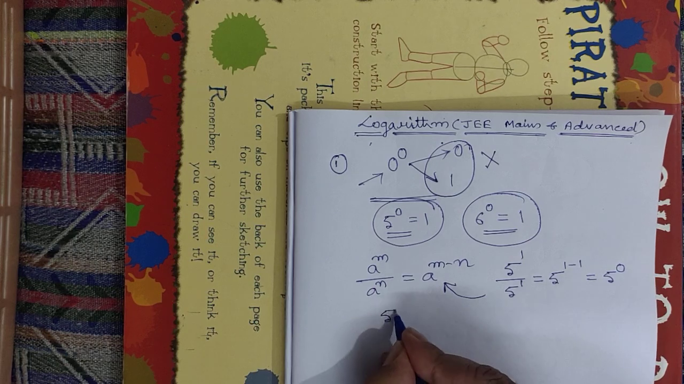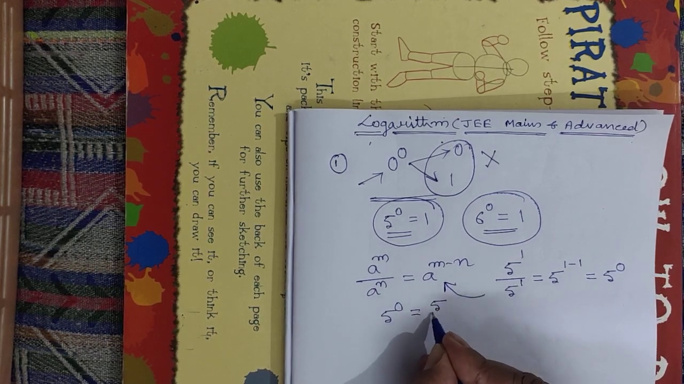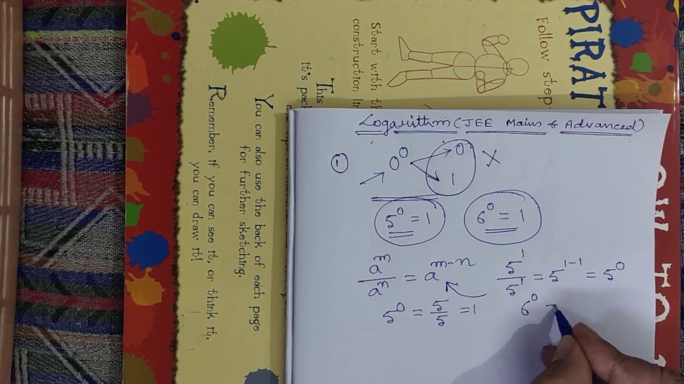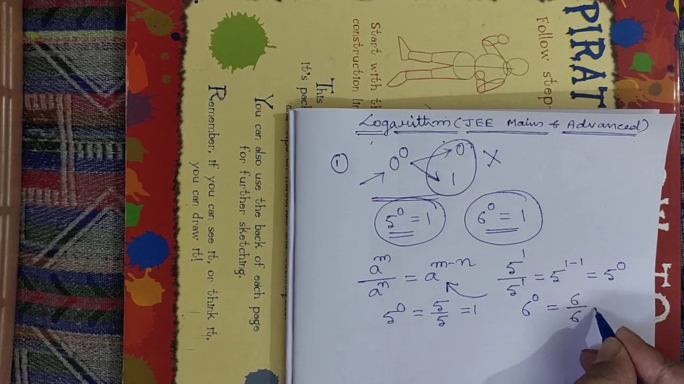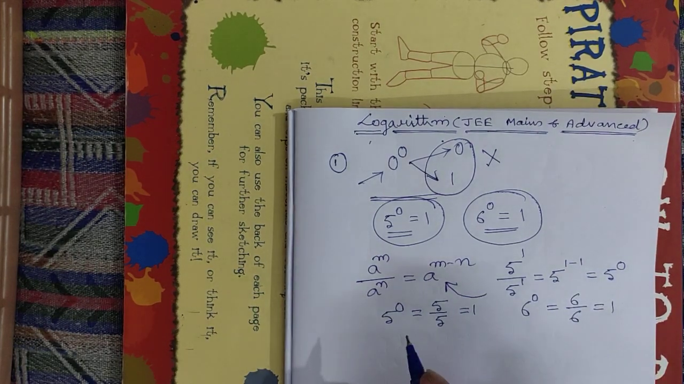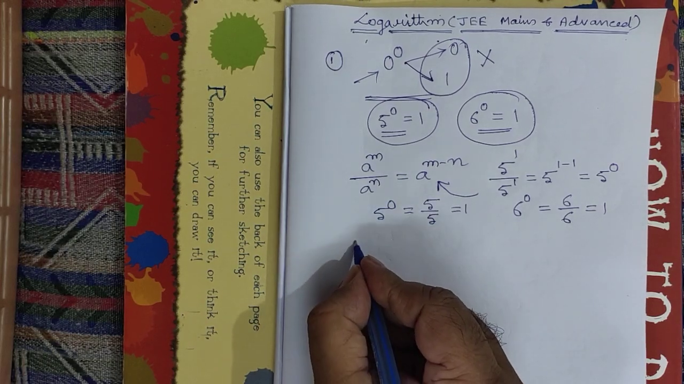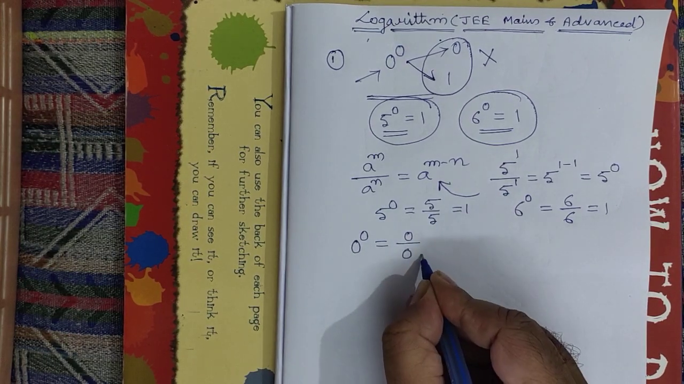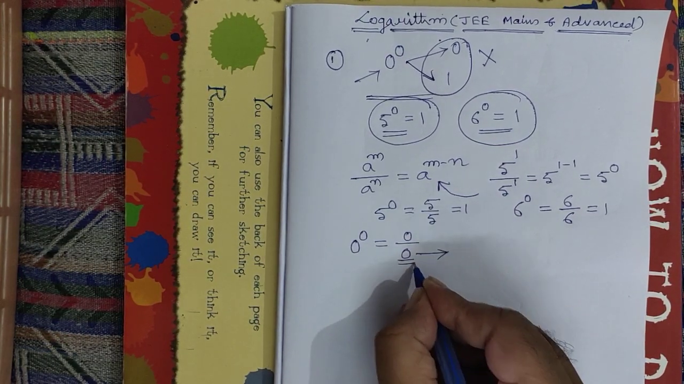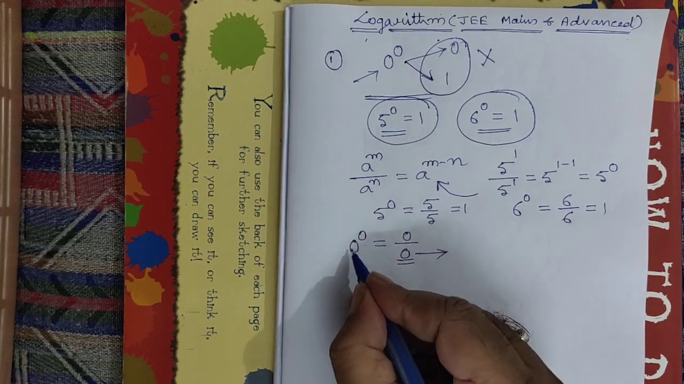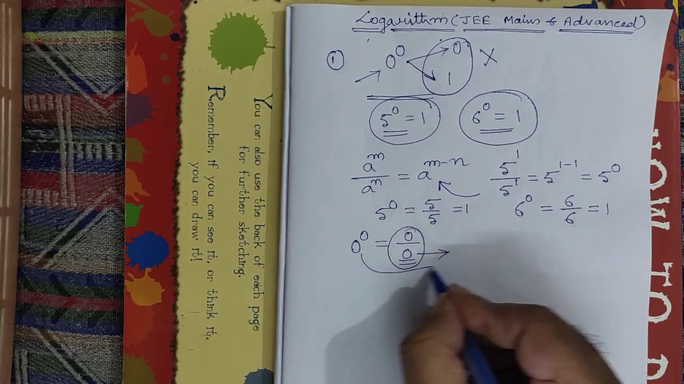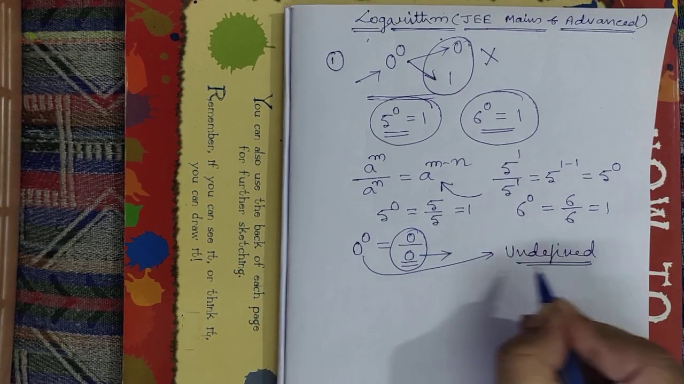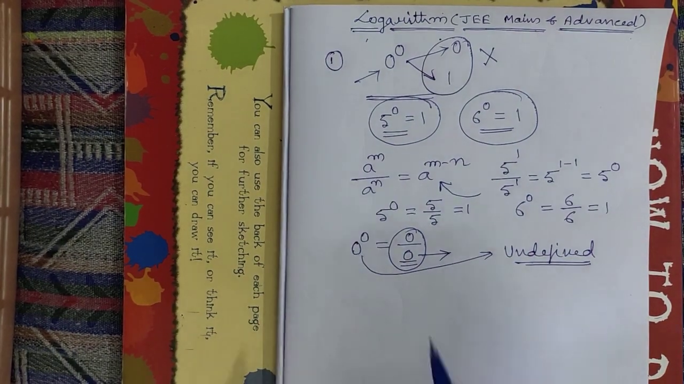That means 5 to the power 0 means 5 divided by 5. Hence it is 1. Similarly, 6 to the power 0 means 6 divided by 6. Hence it is 1. Similarly, if I say 0 to the power 0, this is definitely 0 divided by 0. In the denominator, you just cannot have a 0. Hence, 0 to the power 0, since it is 0 by 0, this is definitely undefined. This is the first concept you should really know.